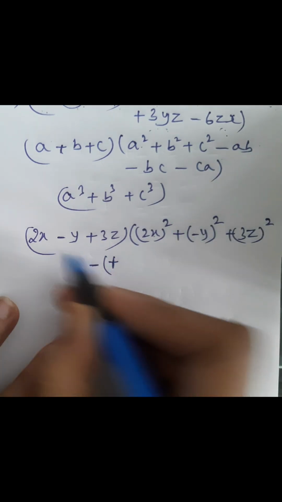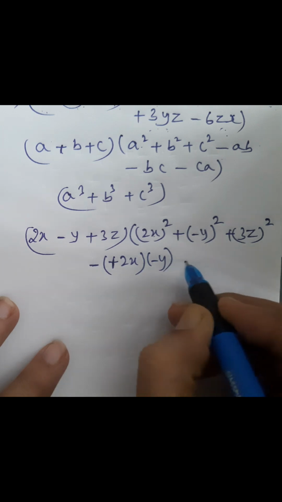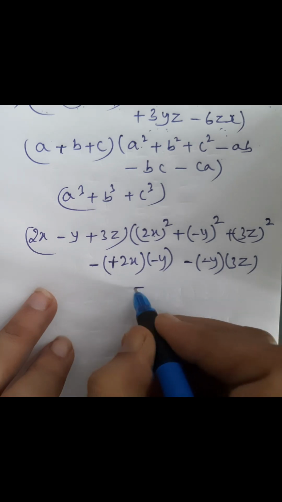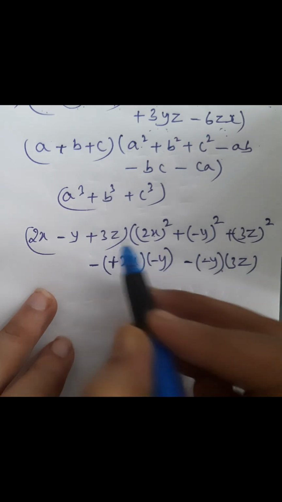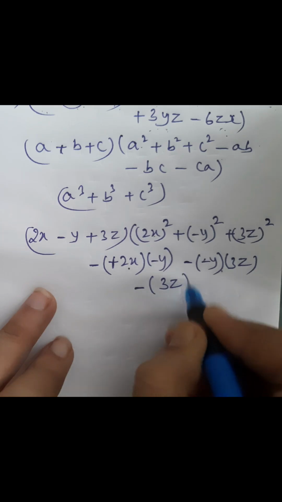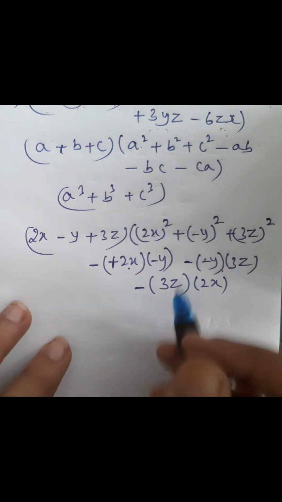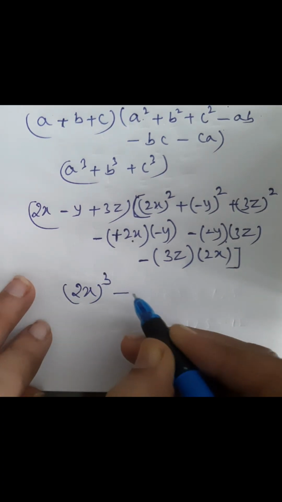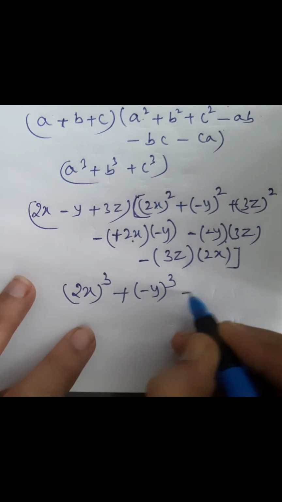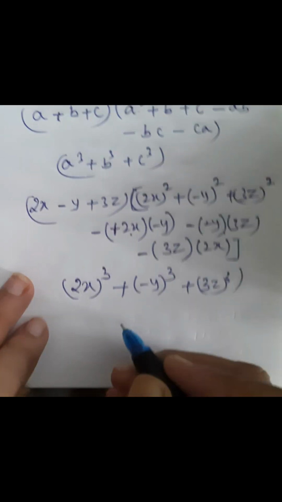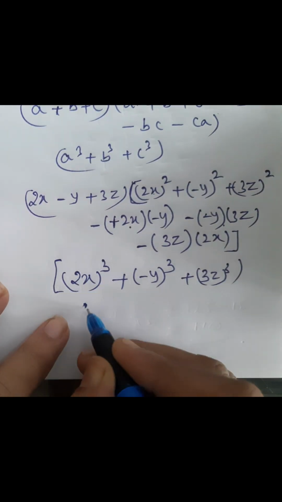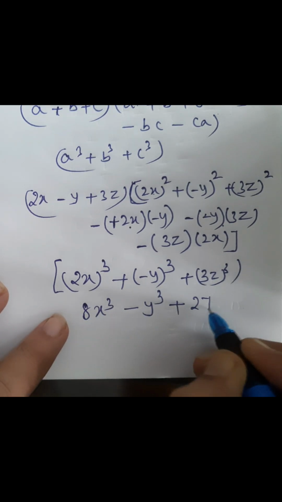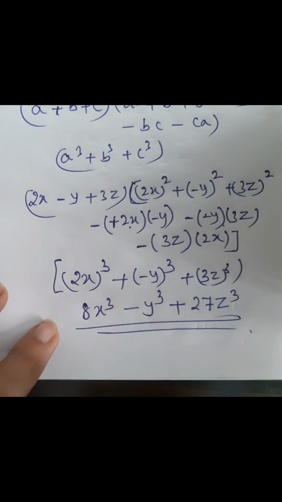So this minus, then this 2x multiplied by minus y. Then again minus y with 3z, minus ab, bc, now ca. So our c part is 3z, a part is 2x. Thus we adjusted with the identity. So the final answer is a cube, then plus b is minus y, b cube, then c cube. So finally it is 2x cube is 8x cube, then minus y cube, 3 cube is 27, 27z cube. So this is our final answer.